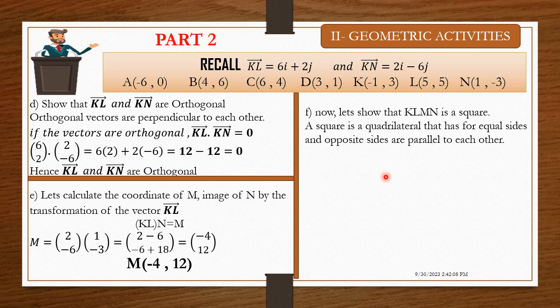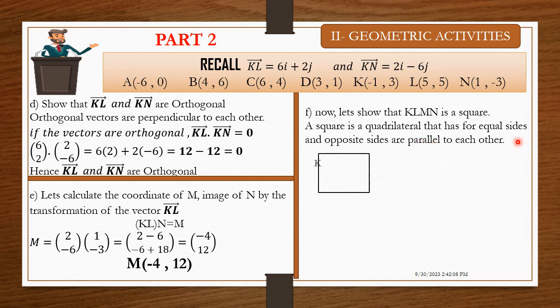We know what a square is. A square is a quadrilateral that has 4 equal sides. So the 4 sides of a quadrilateral must be equal for it to form a square. And the opposite sides must be parallel to each other. So defining a square, it's a quadrilateral. It has 4 sides, and all the 4 sides are equal. And in as much as all the 4 sides are equal, the opposite sides are actually parallel to each other.